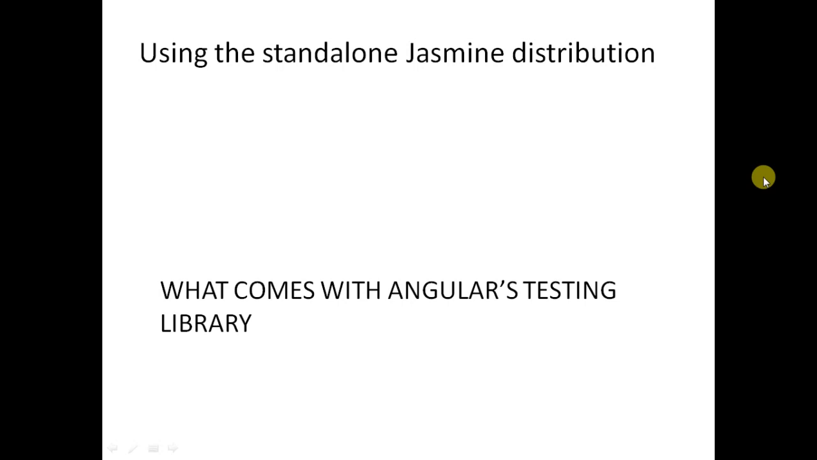Now, using the standalone Jasmine distribution. If you want to see a running Jasmine test quickly, download the zip file with the standalone version of Jasmine from github.com/jasmine/release. Unzip this file and open specrunner.html in your web browser.